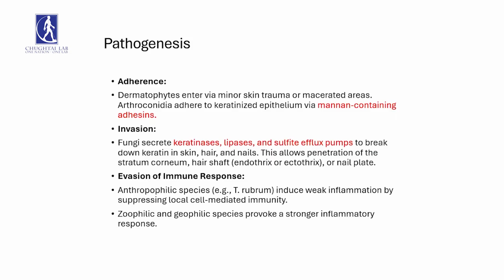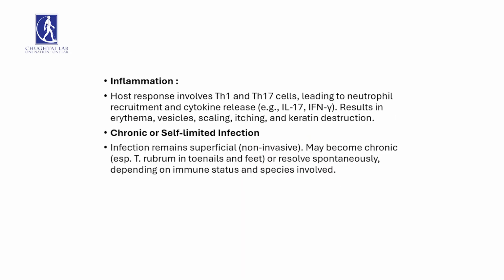The first step of the pathogenesis is adherence of the fungal spores to the stratum corneum. That is followed by invasion of the fungi, which is mediated by certain fungal keratinases, lipases, and sulfite efflux pumps. After invasion, the fungi evade the immune response, and that is followed by inflammation mediated by Th1 and Th17 cells. Once an infection is established, it can be chronic or self-limited.